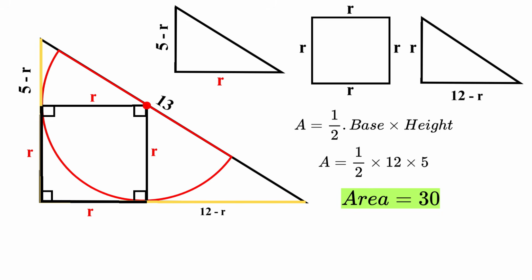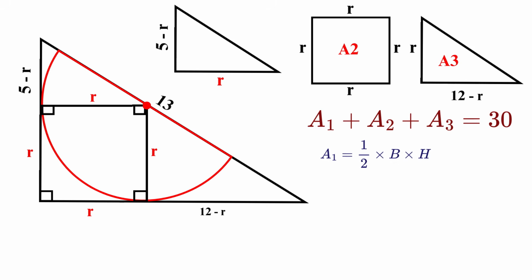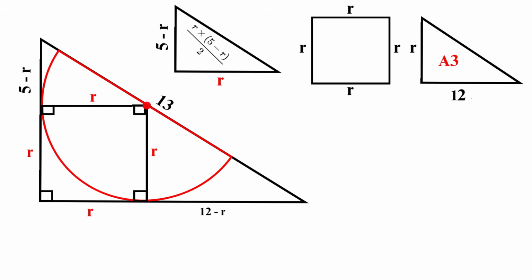Okay, now let's call the top triangle A1, the square A2, and the bottom triangle A3. So by adding A1 plus A2 plus A3 equals 30. Let's start with A1. The formula for the area of a triangle is 1/2 times base times height. So it becomes r times (5 minus r) over 2. Next is A2, the square. The formula for a square is base times height, where base is r and height is r. So it becomes r squared.